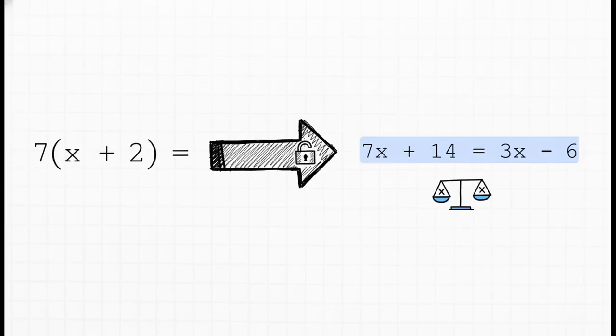And boom, just like that. By distributing that 7, the brackets are unlocked and they disappear. Our case file now reads 7x plus 14 equals 3x minus 6. And look at that. We've turned a locked room mystery into a standard variables on both sides case, which we already totally know how to solve.